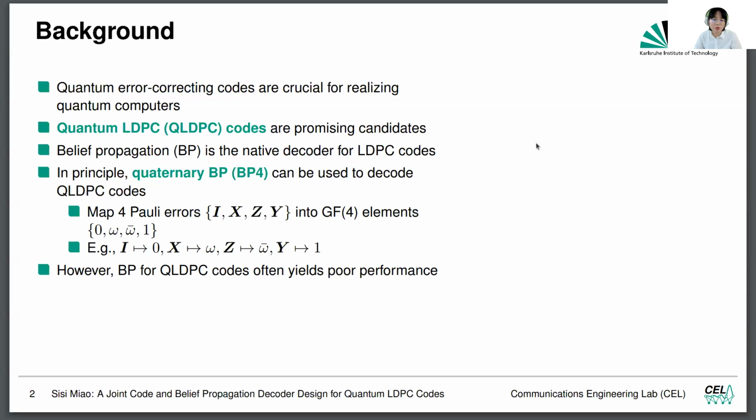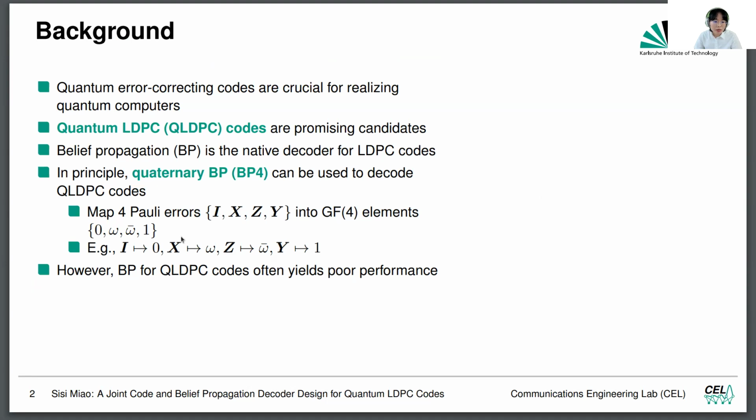Quantum error correcting codes are crucial for realizing reliable quantum computers. And quantum LDPC codes are promising candidates for this task because they have many advantages. We use belief propagation for classical LDPC codes, and usually they are very well suited and give really good performance. In principle, if we just use a quaternary belief propagation and modify it slightly without violating the bitwise MAP rule, then we can actually decode quantum LDPC codes in this way.